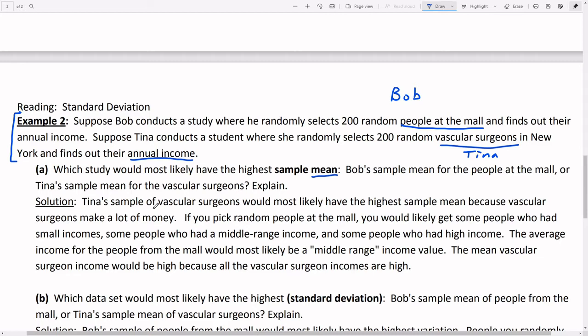A billionaire could go to the mall, and being a billionaire doesn't mean your income is that high, but someone with a very high income, higher than a surgeon, can be at the mall. But you're also going to have lots of people, and it's 200 we're talking about, whose income's much lower, and so you've got to kind of think about what's going to happen in general.